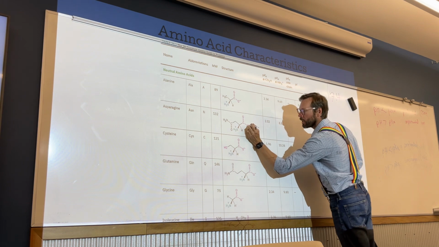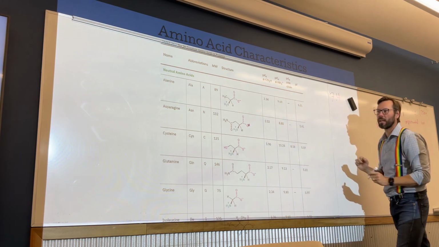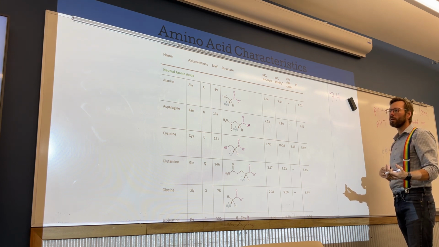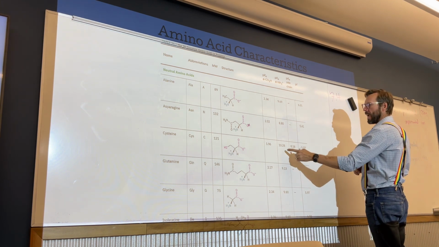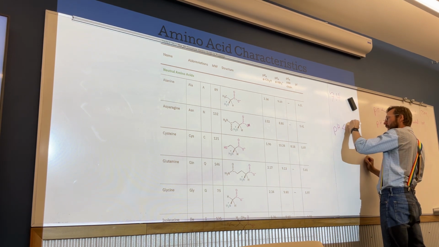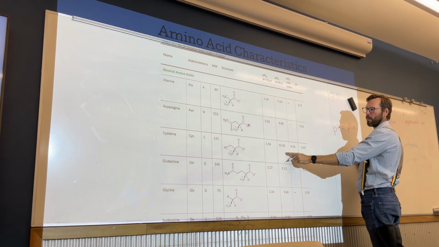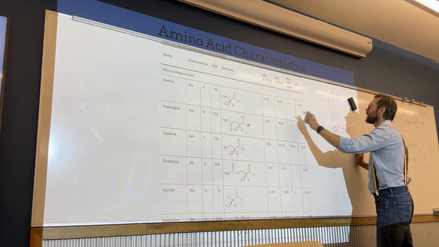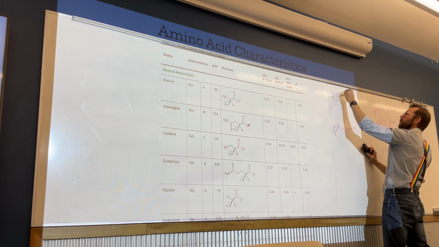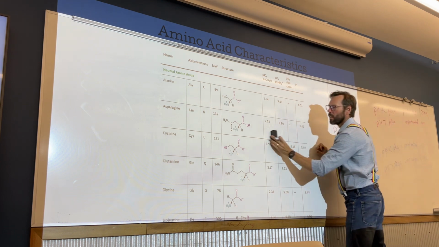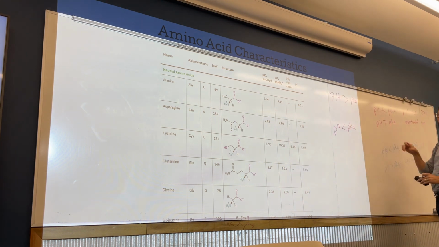So asparagine is protonated on the carboxylic acid group, right? pKa is higher, so pH is less than pKa. Oh, still less than, right? Did I make a mistake? So in this case, pH is greater. Yeah, pH is greater than pKa. Sorry, I think I just flipped those.